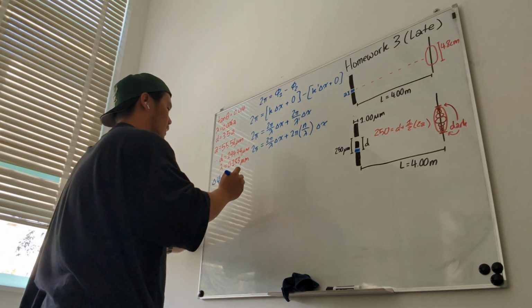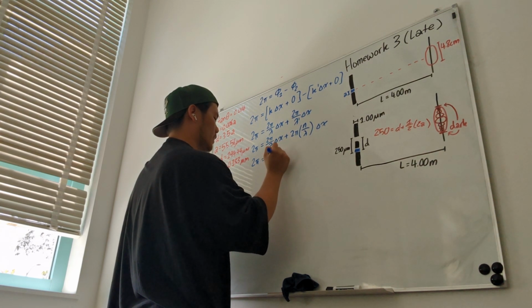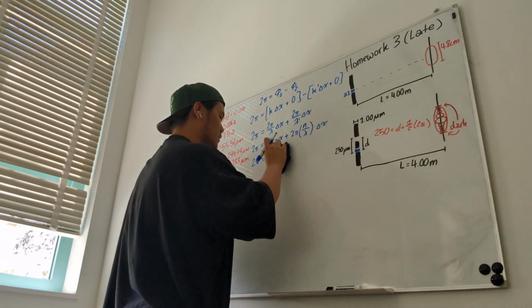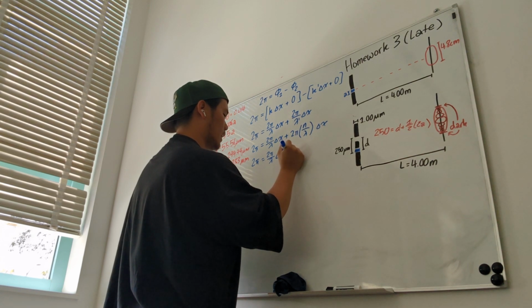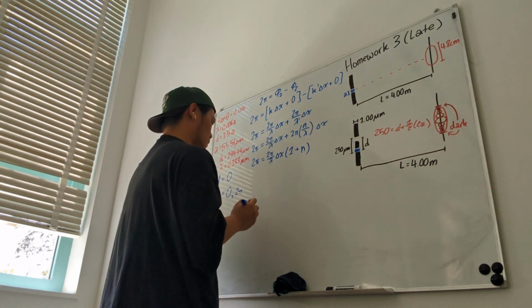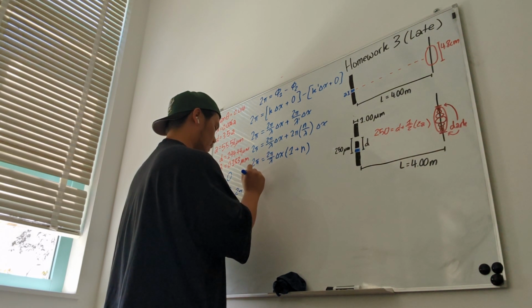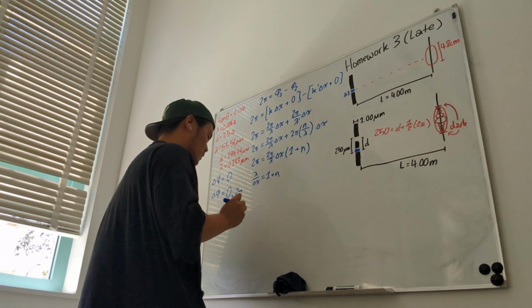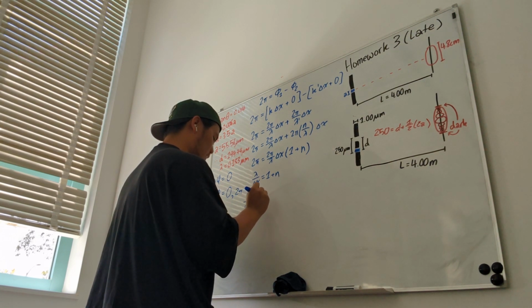Let's pull out 2 pi over lambda. So we get 2 pi is equal to 2 pi over lambda, delta x, times, this is 1 plus n. Divide that over, we get lambda over delta x is equal to 1 plus n. Lambda over delta x minus 1 is equal to n.